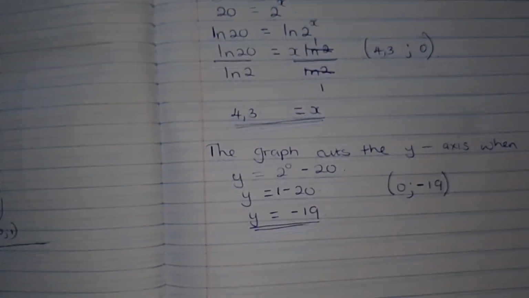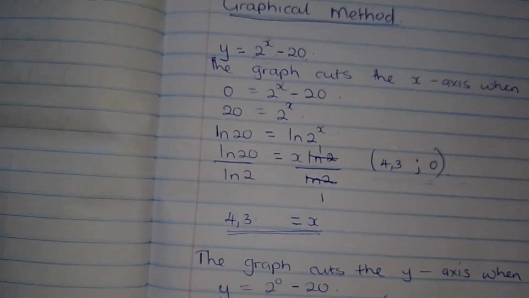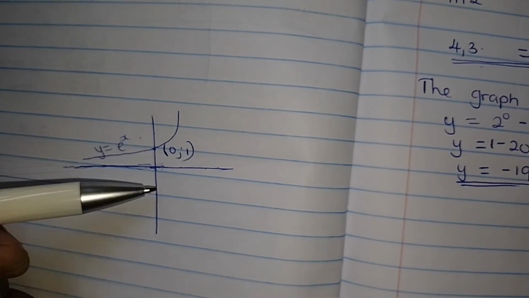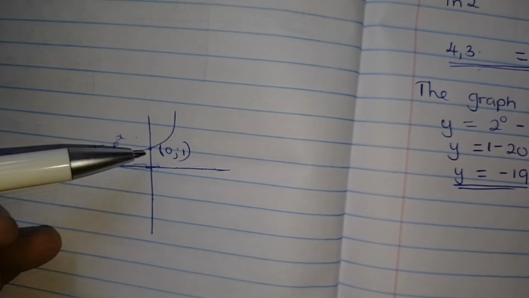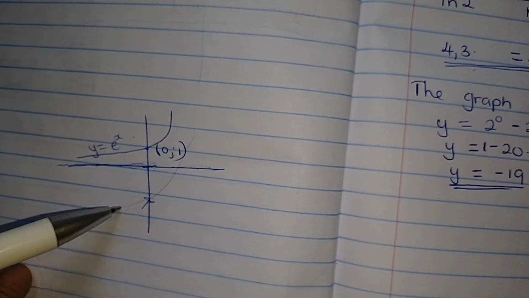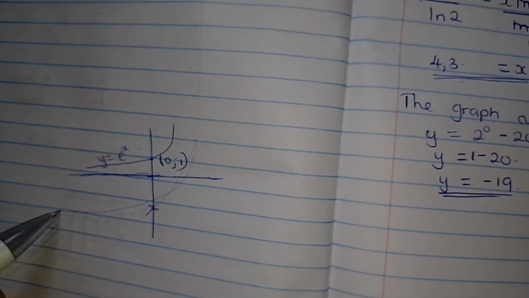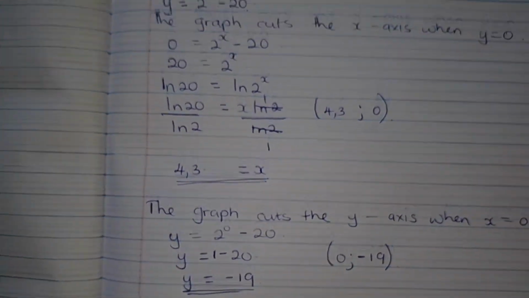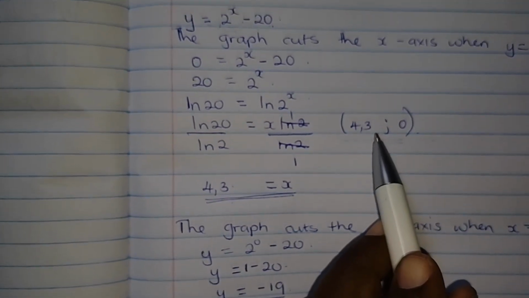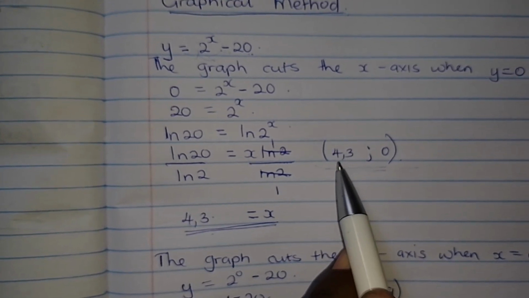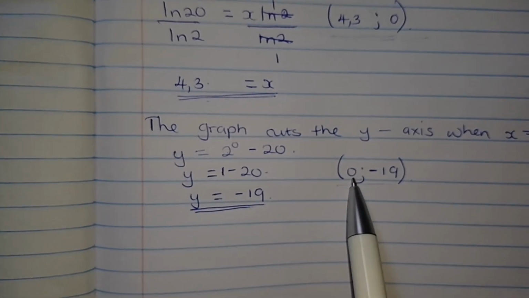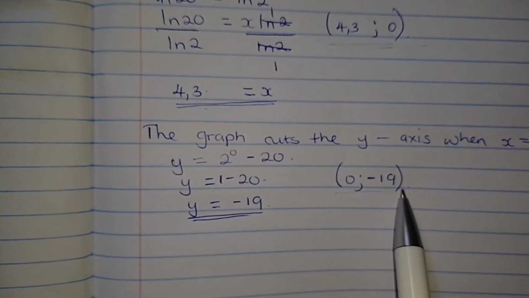This is just by transformation, a shift down to negative 19. We have moved 20 units down the y-axis. So those are our intercepts: the graph cuts the x-axis at (4.3, 0), and it cuts the y-axis at (0, negative 19).